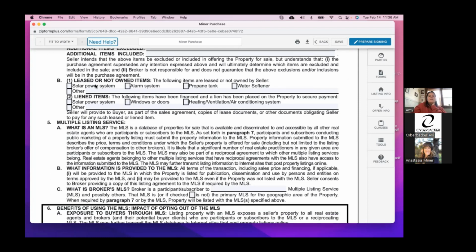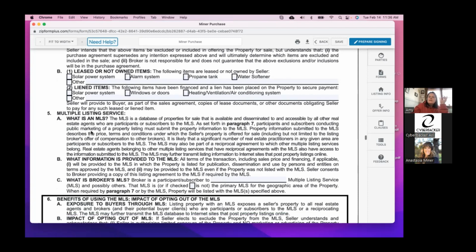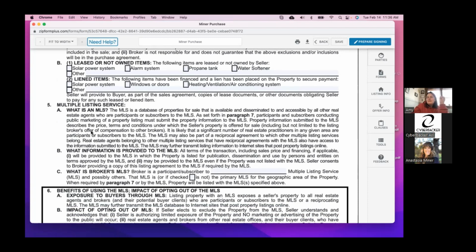Okay, leased or not owned items. The following items are leased and not owned by the seller. What does the seller not own? Do they have payments on the solar power system, the alarm system, a propane tank, a water softener, or other, right? Liened items. Right, so that'd be leased, right? We don't own them, we make payments, but we don't actually own them. Liened items would be something that we're making payments on, but that we actually own.